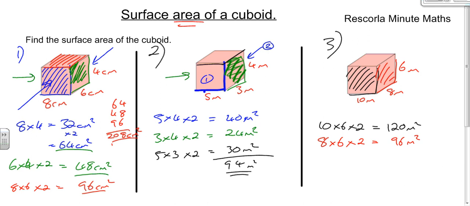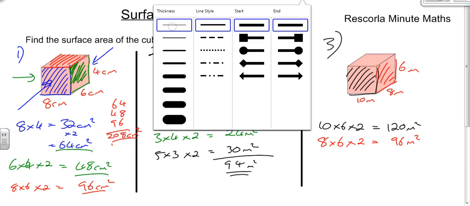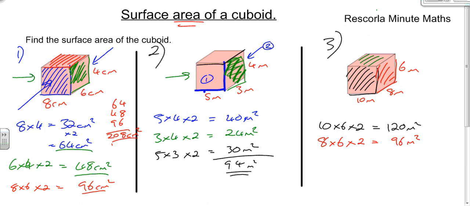And then you've got the one on the top. So that's this one here, and that is 10 by 8. So 10 times by 8, which is 80. Then you've got the one on the very bottom as well. So you times it by 2, that's going to be 160 meters squared.